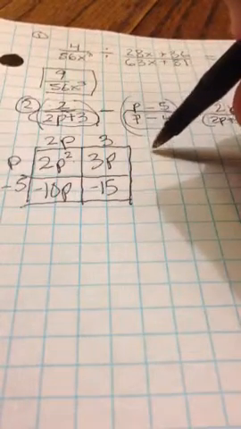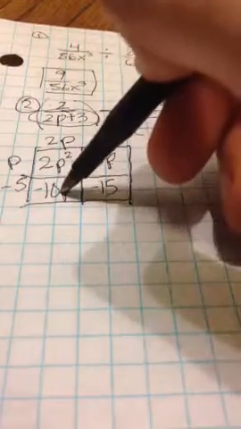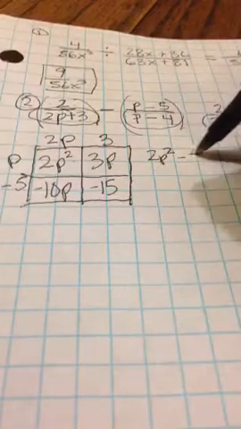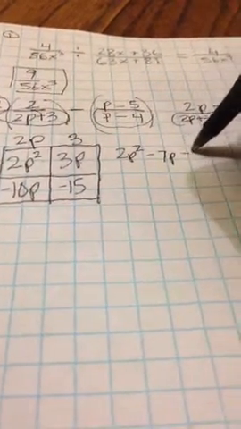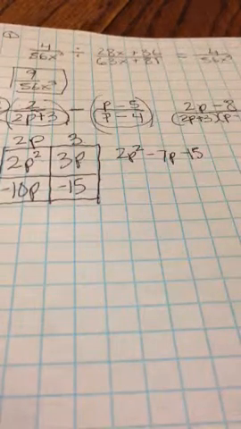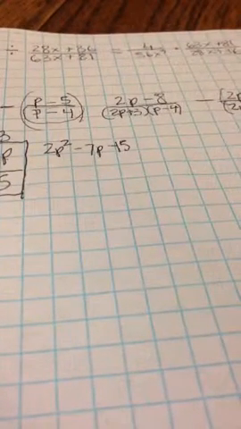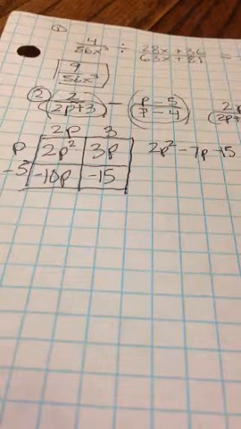This squared part is 2p squared. 3p minus 10p equals negative 7p. And negative 15 stays on its own. Now that we've done that, we can put it into that equation, in place of (2p plus 3)(p minus 5).